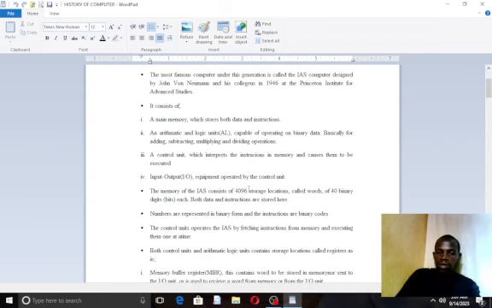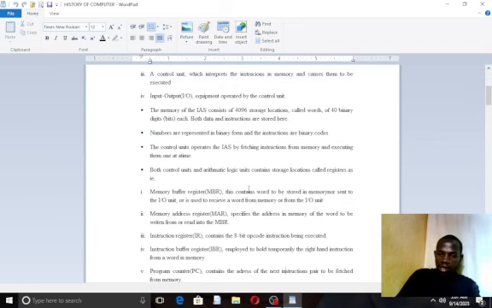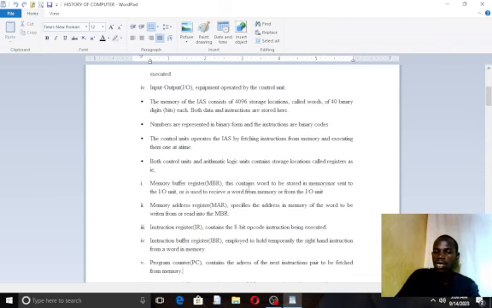So the memory of the IAS computer consists of 4096 storage locations called words of 40 binary digits each. Both data and instructions are stored here in the memory. Numbers are represented in binary and instructions are binary codes. So the control unit operates the IAS computer by fetching instructions from memory and executing them one at a time. Both the control unit and the arithmetic logic unit contain storage locations.